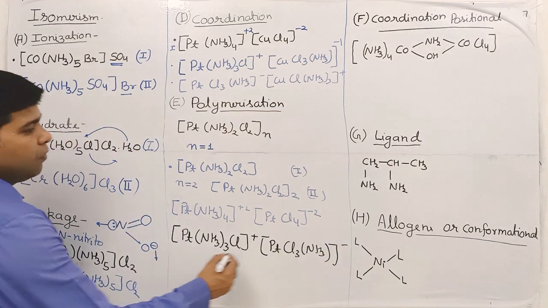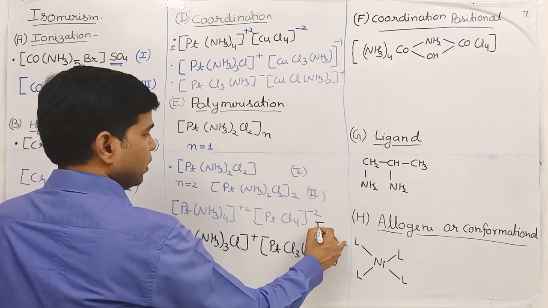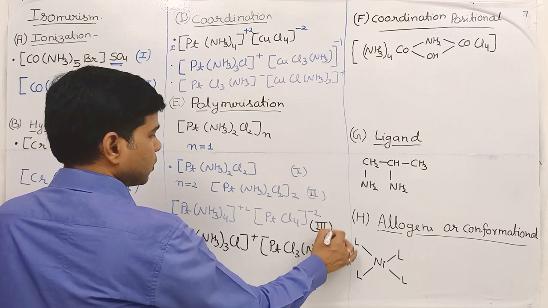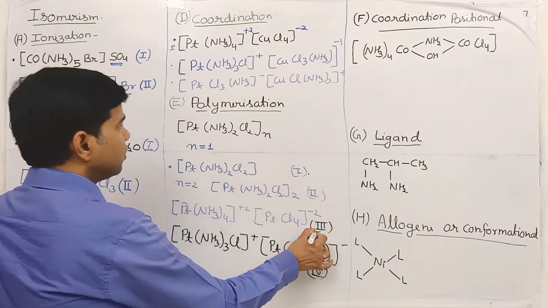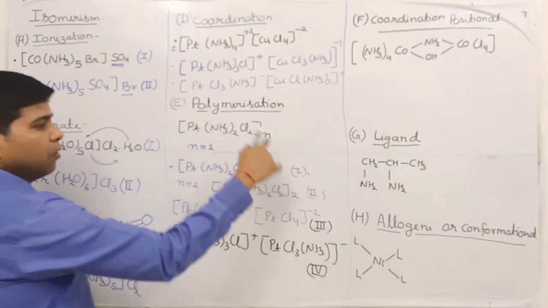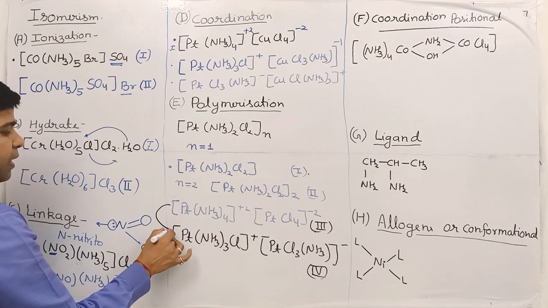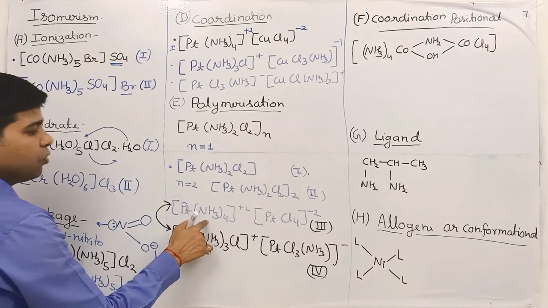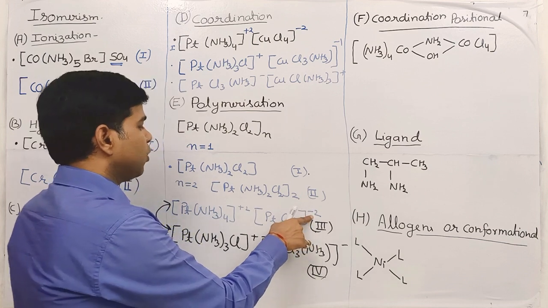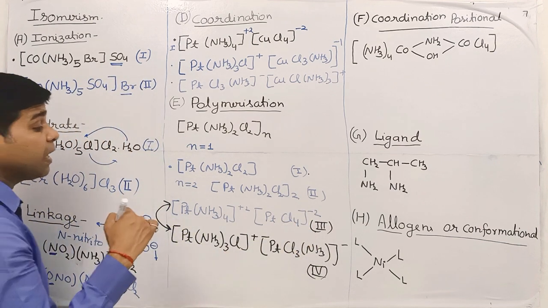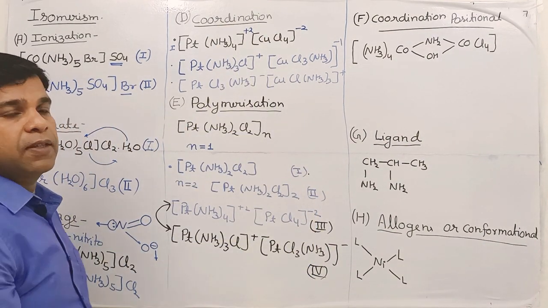So if you see first and third, first and fourth, first and third show polymerization isomerism, first and fourth show polymerization isomerism, but second and third are obtained due to the exchange of the ligand between the cationic coordination pair and anionic coordination pair. So they are related with each other by the coordination isomerism.